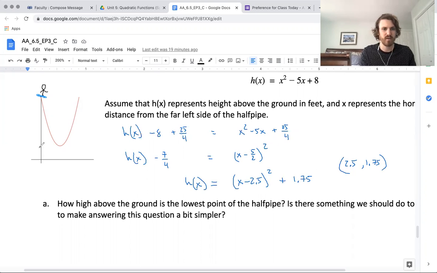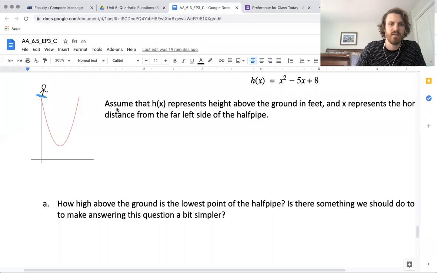So that's this point. This is 1.75, and this is 2.5. So basically, the bottom of the half pipe is 1.75 feet above the ground, and it is 2.5 feet away from the far left side of the half pipe. So how high above the ground is the lowest point of the half pipe? We just answered that. Should be 1.75 feet above the ground, which is what you'd want to write down. Okay, I'm going to clear all this and scroll down.